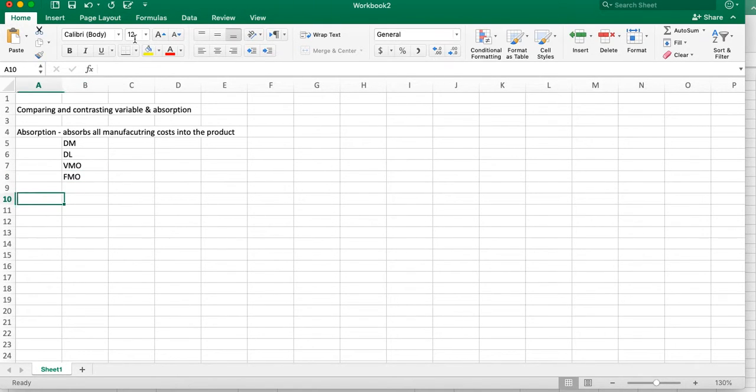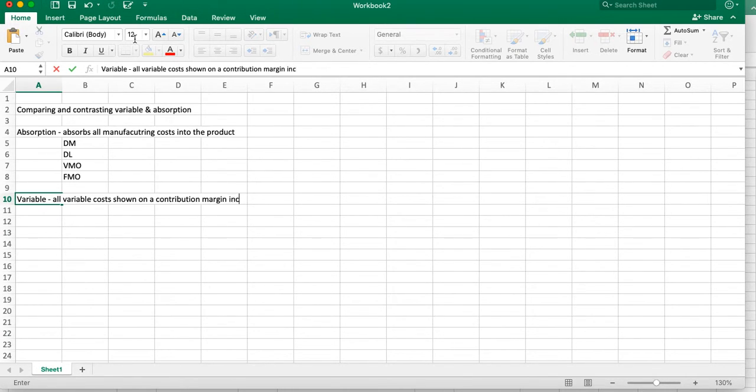And then with variable costing, we've got all variable cost. I don't want to say absorbed into the product, because that's absorption. All variable cost shown on a contribution margin income statement.